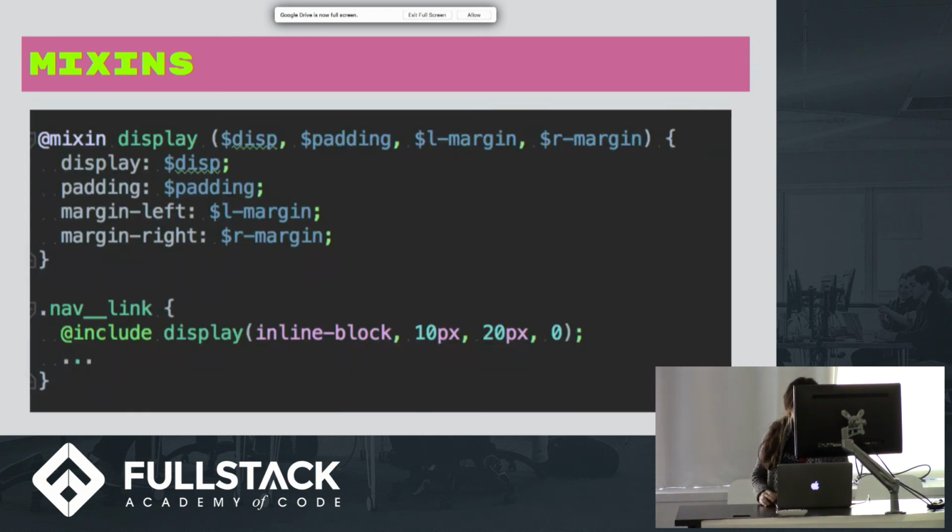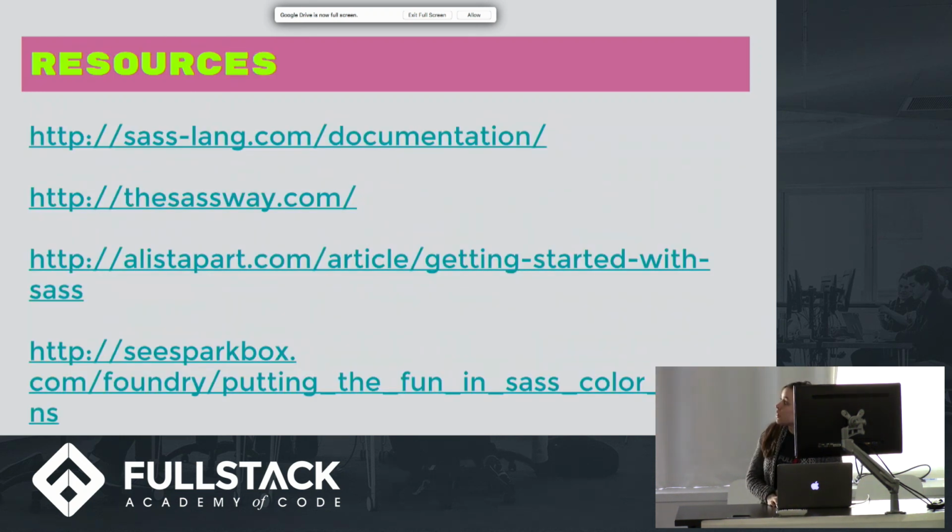And mixins can also take arguments. If you want to provide an argument, it's optional. You just have to use a default value. So if you wanted to make padding optional, you would just go colon 0 or something. And these were my resources, and that's it.